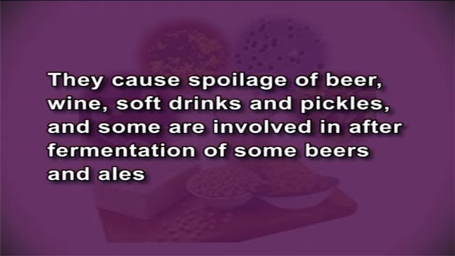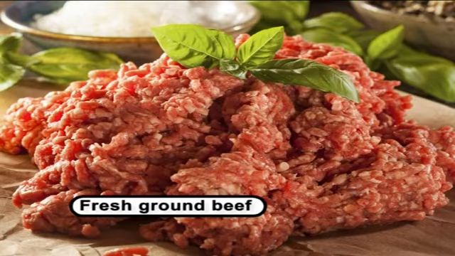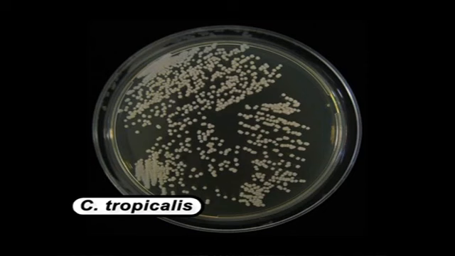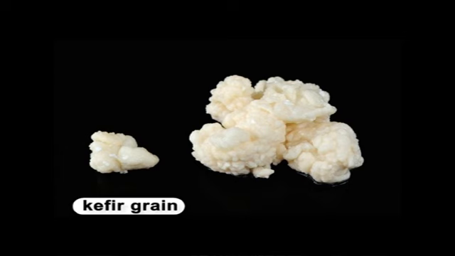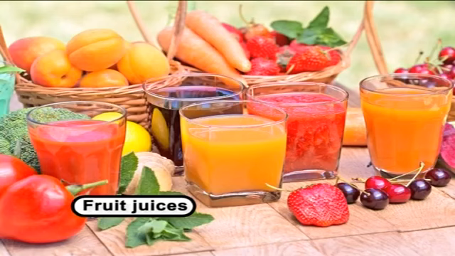Candida. Members of this genus are the most common yeast in fresh ground beef and poultry, and Candida tropicalis is the most prevalent in foods in general. Some members are involved in the fermentation of cocoa beans, as a component of kefir grains, and in many other products including beers, ales and fruit juices.